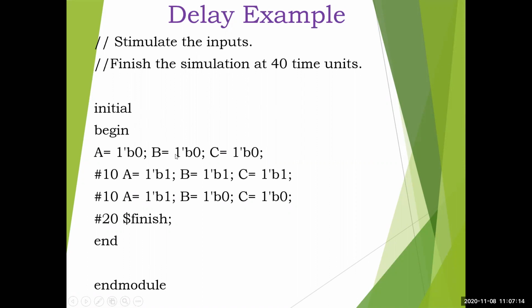No monitor statement is written here, so we'll just analyze it. A equal to 1'b0, B is 1'b0, C is 1'b0. That means initially all three values are 0. After 10 time units, here again we are giving a delay. Internally in the design also we have delay, so both we need to club here, both will come into picture. So A 1'b1, B 1'b1, C is 1'b1. So this delay is for changing the value from 000 to 111, for that 10 time units, then 111 is changing to 100. Then we wait until 40, so that means simulation time ends at 40 time units.